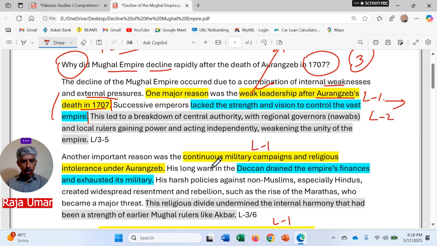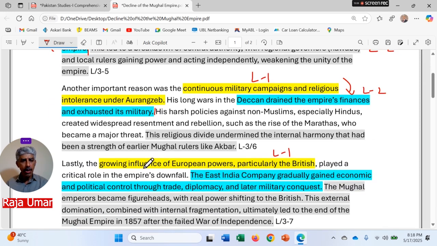So it means that the student has jumped from level 1 to level 2 over here. "Continuous military campaigns and religious intolerance under Aurangzeb." This was the reason. "His long wars in the Deccan state drained the empire's finances and exhausted its military." So it means that level 1 is jumped to level 2 over here, from yellow to blue.